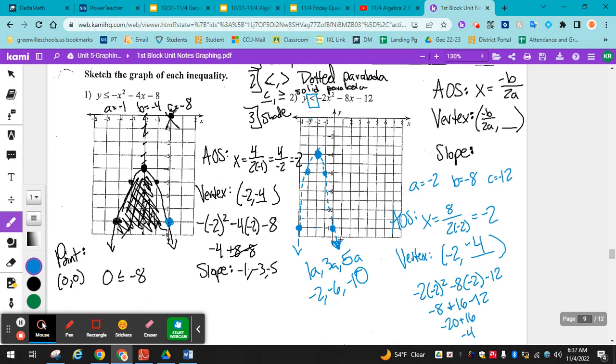That's not true. So that should be an open circle. But as long as you put the dotted line on that, I know that you know that these are dotted lines. These are open circles. It is not including. The dotted line means it is not including the points on the parabola.